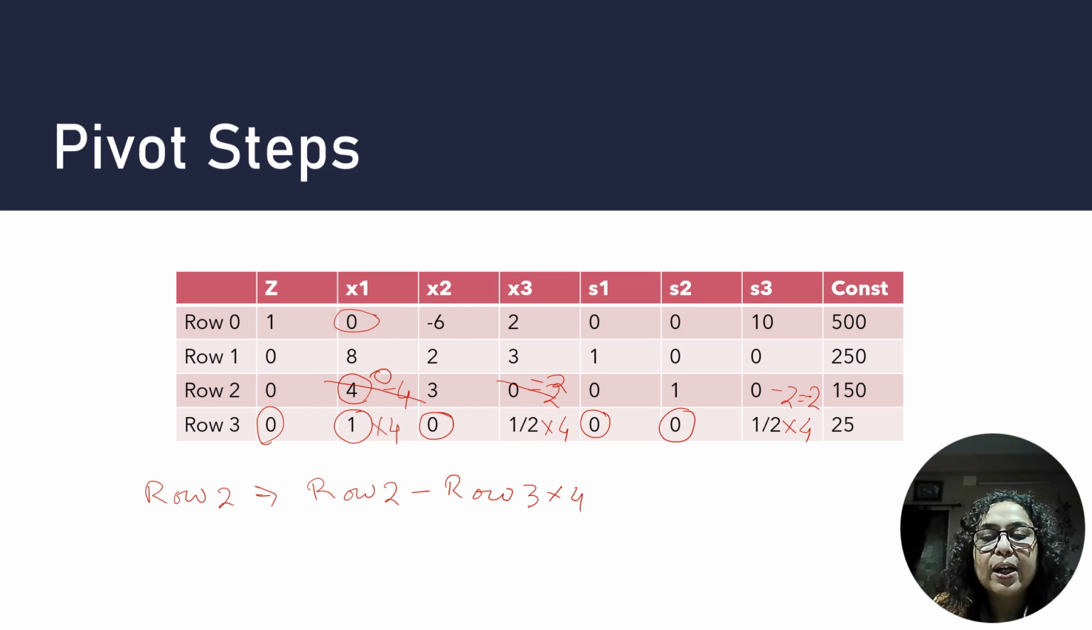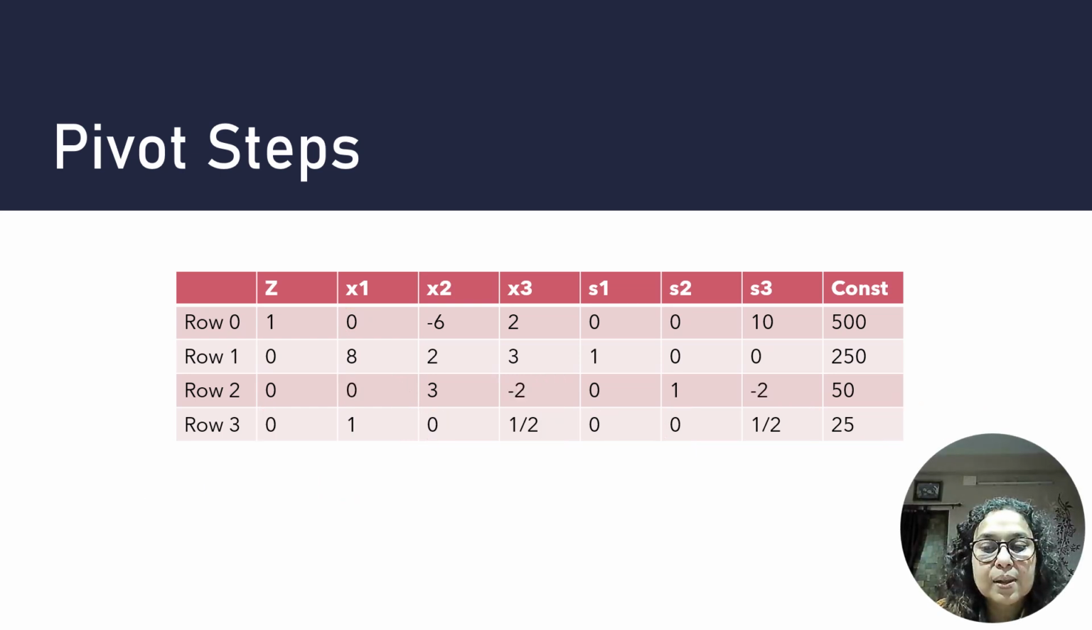Finally, I have 25 into 4, that is 100. And of course, this is not changing. I'll deduct this from here and I get, this is not changing, this will remain 25 because I'm changing row. So we get our new step, we get new row 2. We have converted row 2.